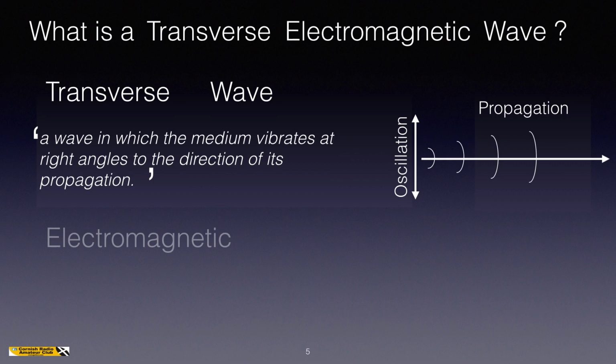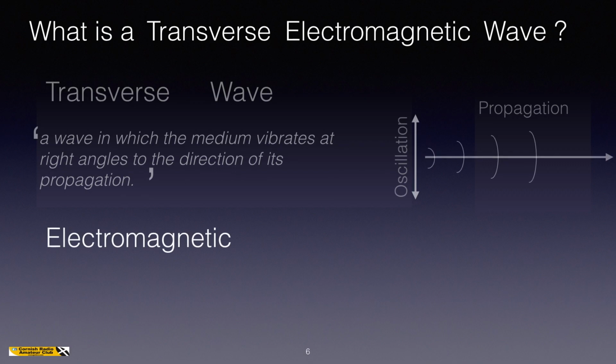So this is a wave in which the medium vibrates at right angles to its direction of propagation. Or you could say it the other way around. You could say the direction of propagation is at right angles to the vibration. Let's have a look at the electromagnetic part of it.